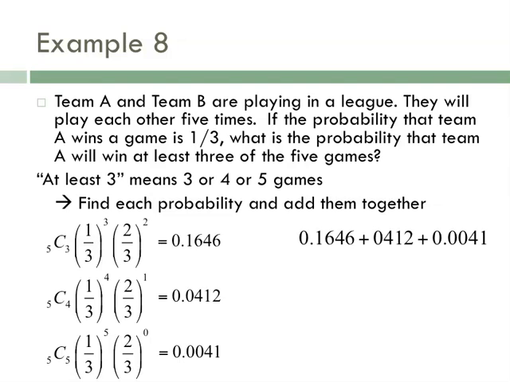Once you've added them together, this comes out to be 0.2099, which is about 21% chance. So the probability that Team A will win at least 3 of the 5 games is 21%.